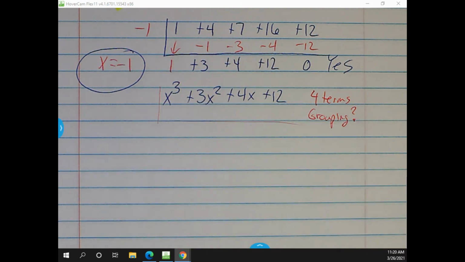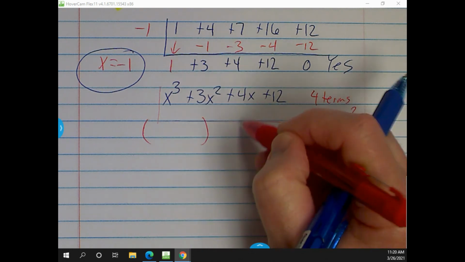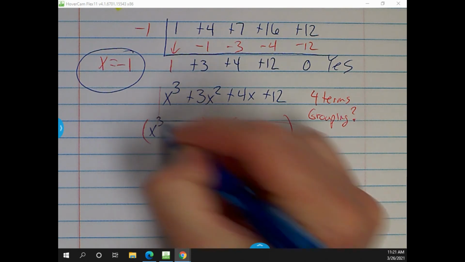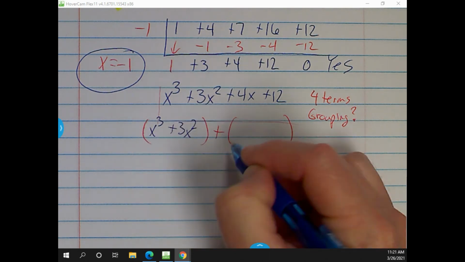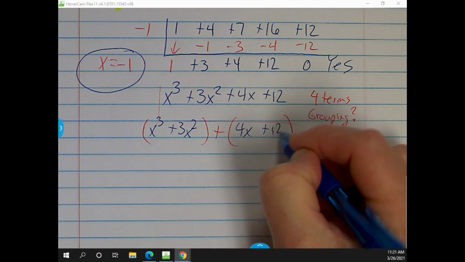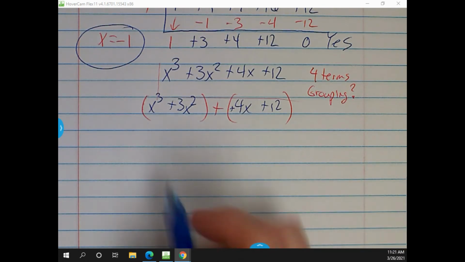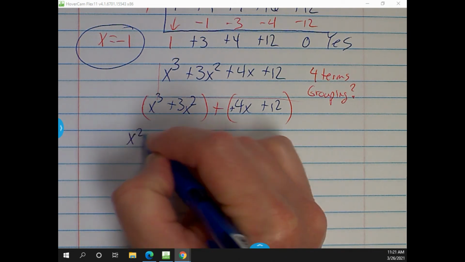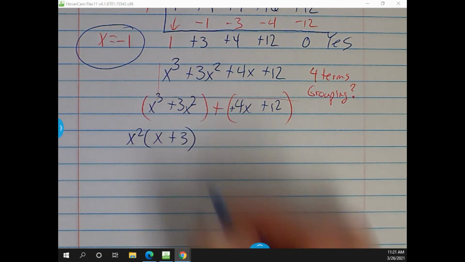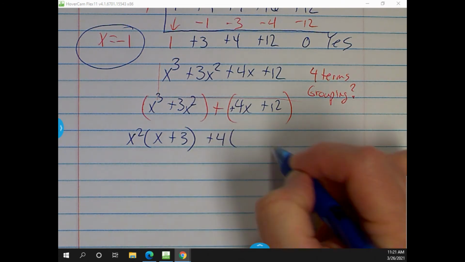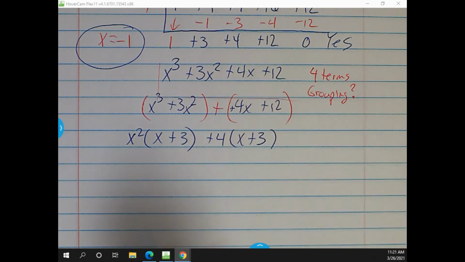So if we group the first 2 together and the last 2 together, the good news is that these are all positive, so it's a little bit easier. It's x to the third plus 3x squared plus 4x plus 12. All right, x to the third and x to the second, you can take out an x squared. Leave you an x plus 3. 4x and 12, we can take out a 4. All right, we've got what we wanted.